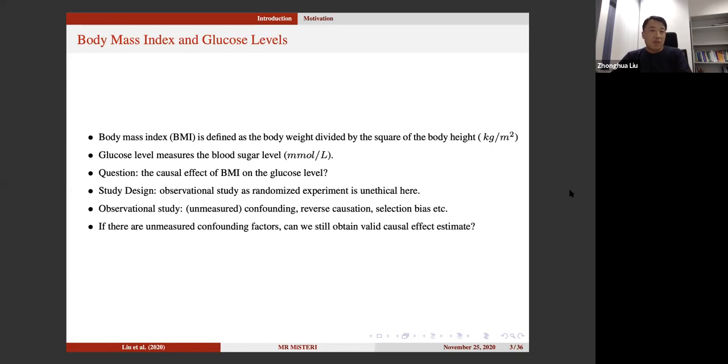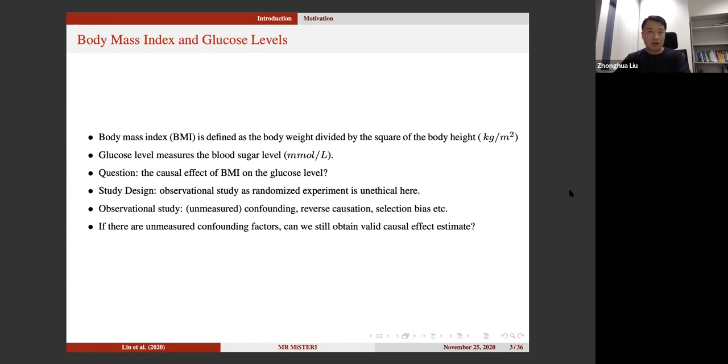In epi studies, we consider several types of designs: randomized designs and observational studies. Clearly here, we cannot do randomized experiments. To randomize people to have higher or lower BMI is unethical. So we rely on observational studies. For observational studies, there are several concerns, for example, confounding bias, reverse causation, selection bias, etc.